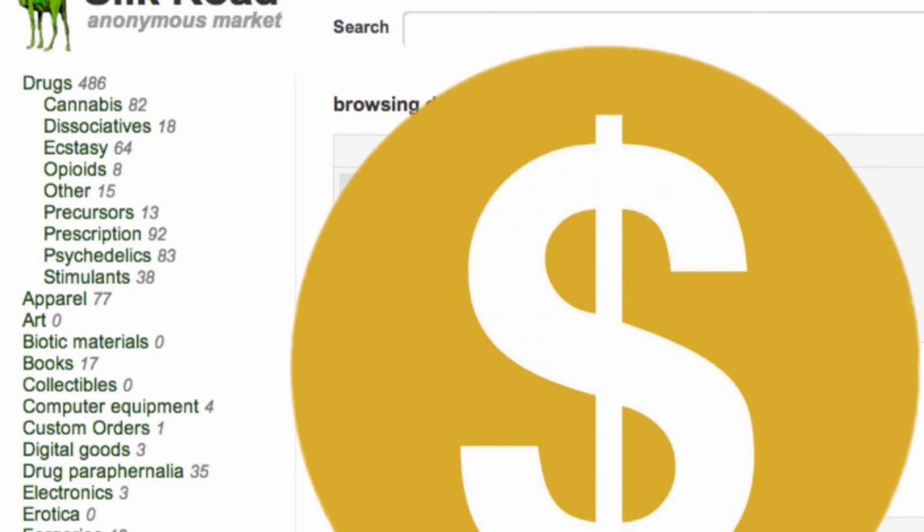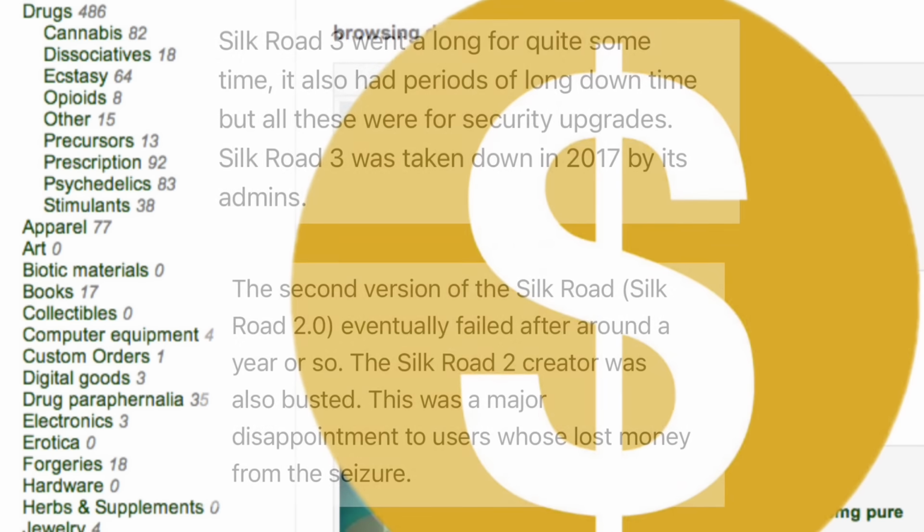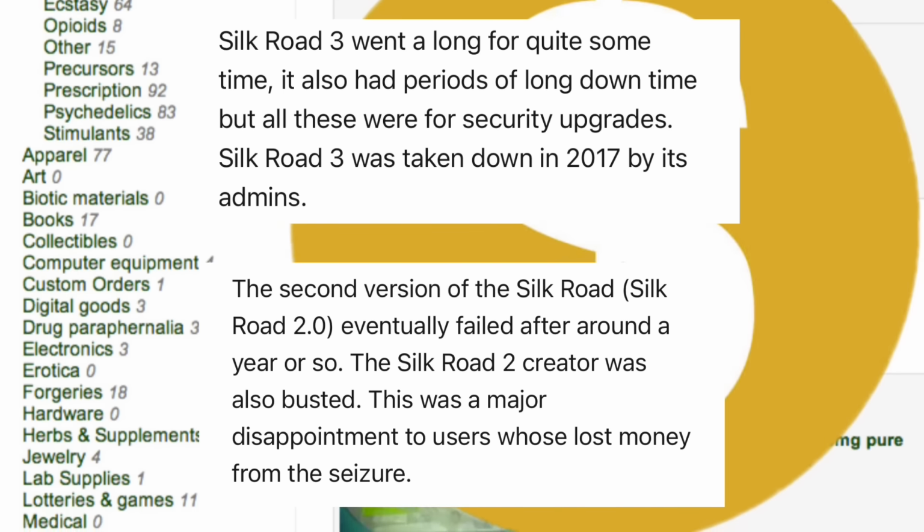Since then, there's been a new version of the Silk Road that's almost always taken down year after year. As of me writing this right now, the Silk Road 4.0 is up, but it isn't nearly as massive as the first version.